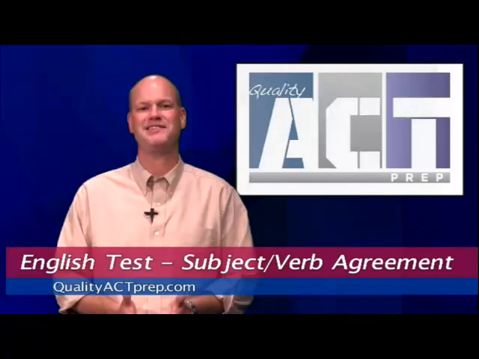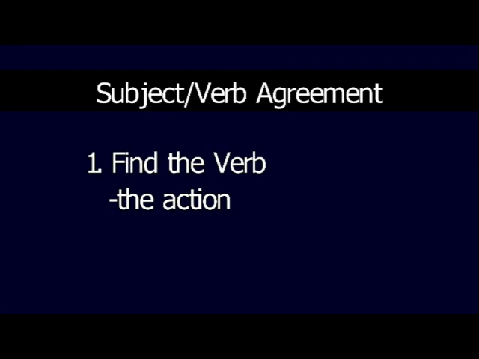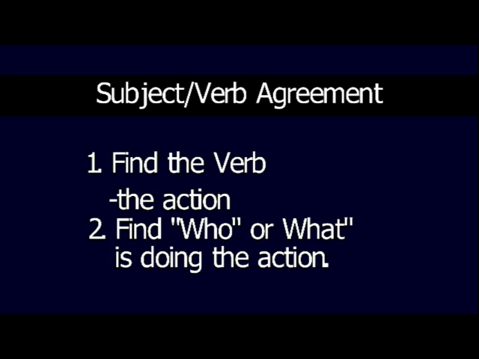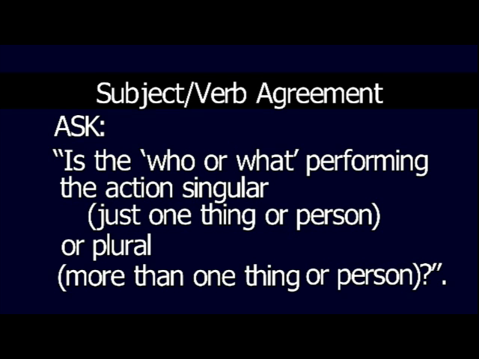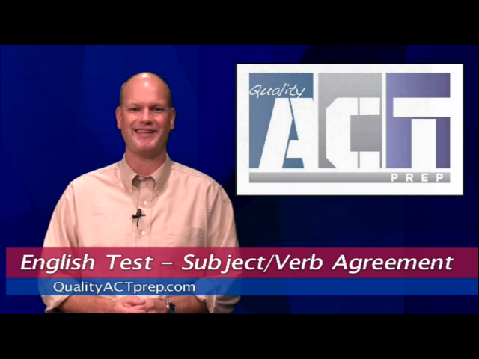To figure out if the ACT question is testing you on subject-verb agreement, first, find the verb or action in the sentence. Then find out who or what is doing the action. Next, ask yourself, is the who or what performing the action singular, just one thing or person, or plural, more than one thing or person? Once you determine if the subject is singular or plural, go back to the verb, which is the action, and determine if it's also singular or plural. The two must match. As long as you can determine the subject and verb in a sentence, figuring out if they agree is relatively simple.